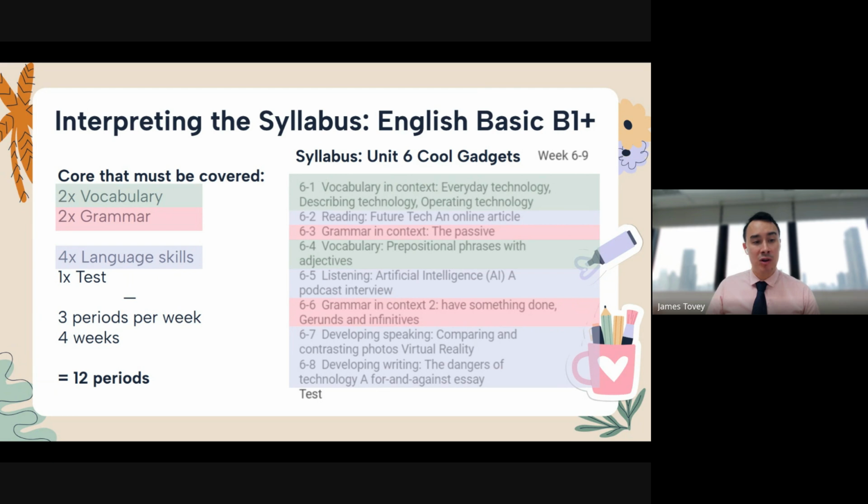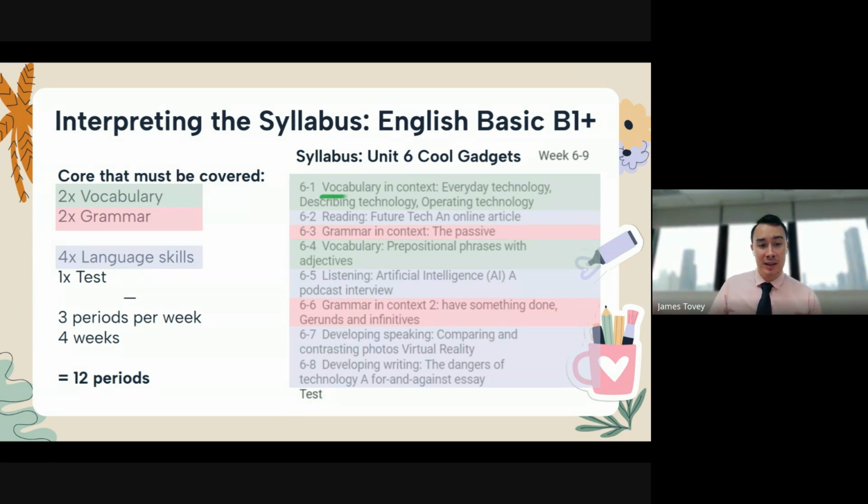Now, we must interpret it. So what's actually going on here? This is what it says for Unit 6, right here on this section here. We've got that we need to complete for Unit 6. Now, if we start to break that down, we can separate that into vocabulary, which are these green ones, and the grammar, which are the red ones. And then we've actually got 4 sections for different language skills as well. So 2 vocabulary, 2 grammar, and 4 language skills. And then you've got a test at the end, which you have to complete.